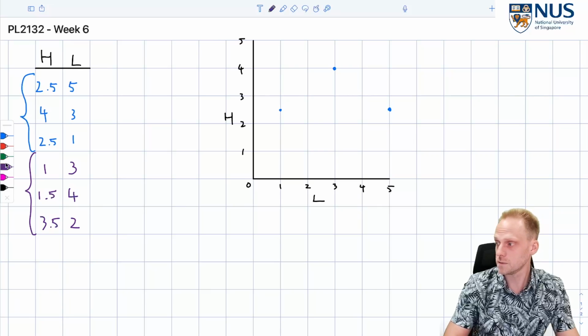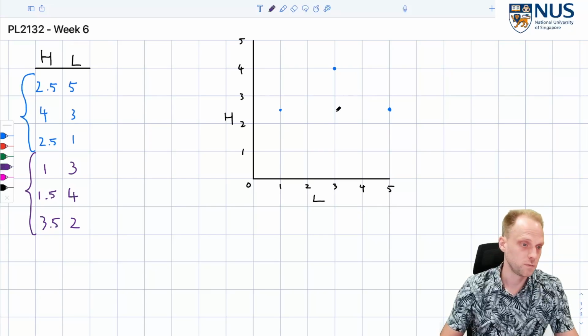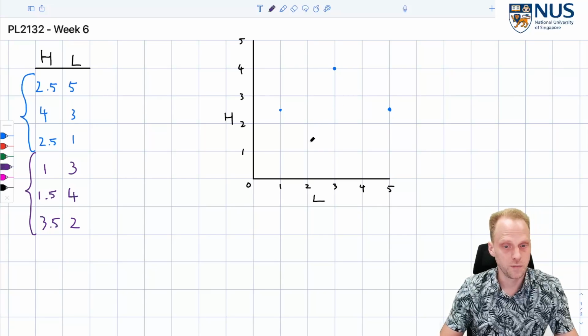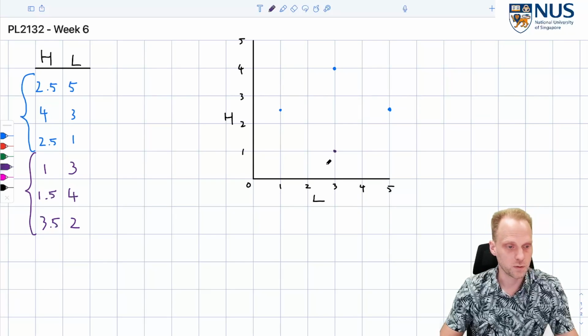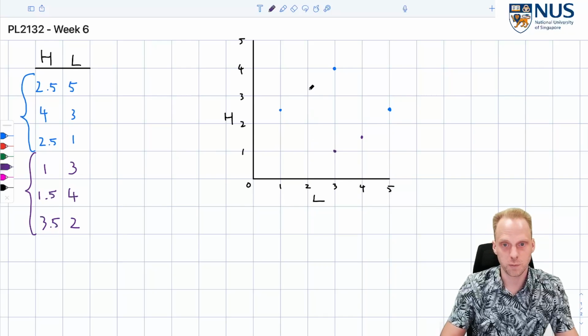Then for the cats, we saw that the fourth observation, or the first cat, had a happiness score of 1 and a loneliness of 3. That would be here. The second one had a loneliness of 4 and a happiness of 1.5. That would be here. And the third one had a loneliness of 2 and a happiness of 3.5, which would be here.